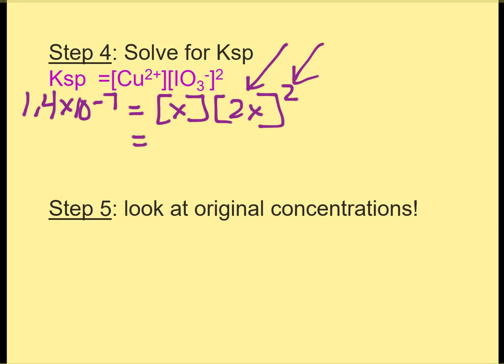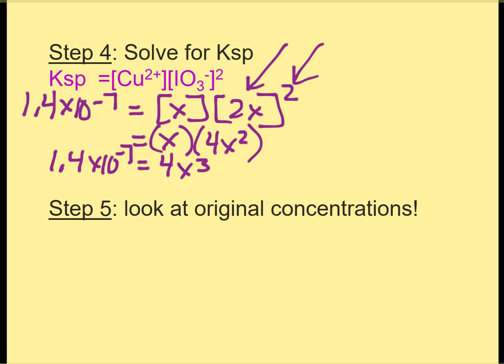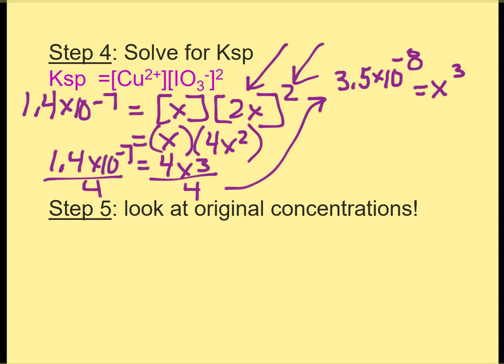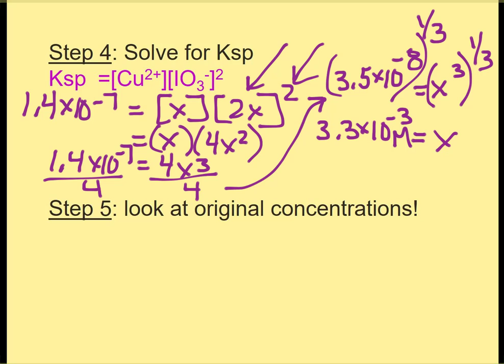Let's go ahead and do our math. 2x squared is 4x squared, and then I have 4x cubed. I'm going to divide each side by 4. To get rid of this x cubed, I'm going to take the cube root, or I'm going to raise it to the power of 1/3. So whatever your calculator does, I like to raise it to the power of 1/3 or 0.3333. So I end up with x is equal to 3.3 times 10 to the minus 3.